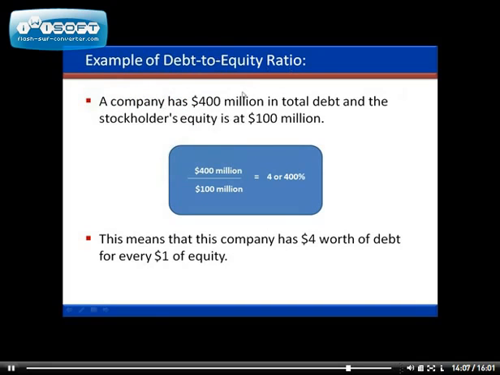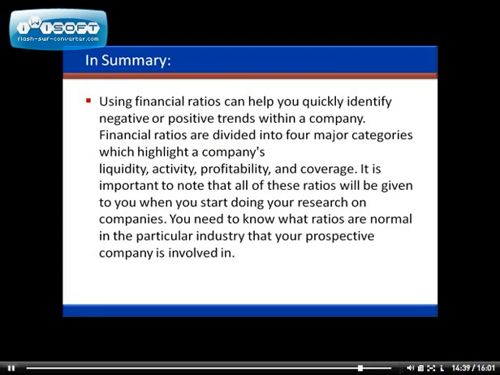So let's look at an example of debt to equity ratio. Let's say a company has $400 million in total debt and the stockholders' equity is at $100 million. Okay, so we put $400 million over $100 million and we come up with 4 or 400%. And basically what this means is that this company has $4 worth of debt for every dollar of equity.